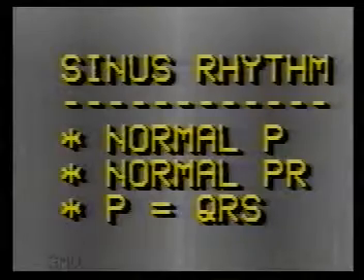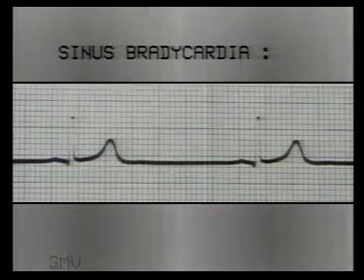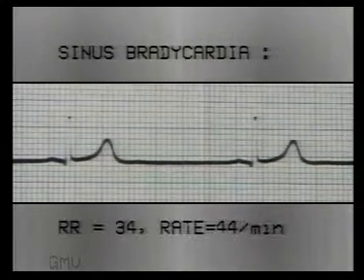So now we know the features of normal sinus rhythm. Number 1, the P wave morphology should be normal. Number 2, the PR interval should be normal and constant. And number 3, each P wave should be followed by a QRS complex. In such a case, if the heart rate is below 60 per minute, that is RR interval is more than 25 small squares, it is termed as sinus bradycardia.